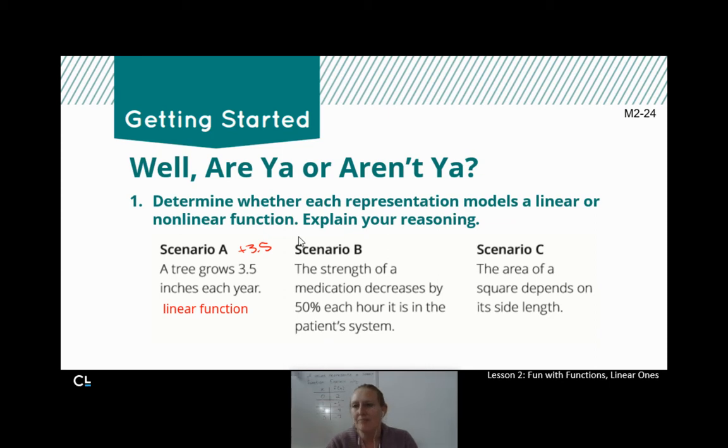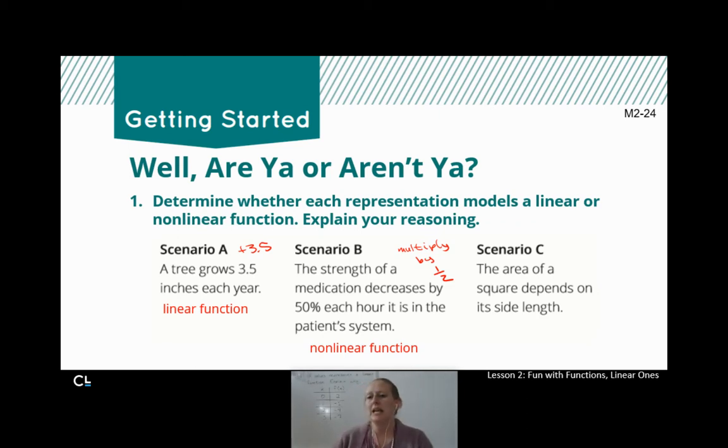Absolutely. All right. Scenario B, the strength of our medication decreases by 50% each hour it's in the patient's system. This means it's getting cut in half every hour, right? So every hour we lose a half. So if I'm dividing by 2, or maybe you could even think of it as multiplying by a half, it keeps getting cut in half. That's not an arithmetic sequence. That's a geometric sequence, isn't it? So that's not linear. Geometric sequences are not linear. We know this.